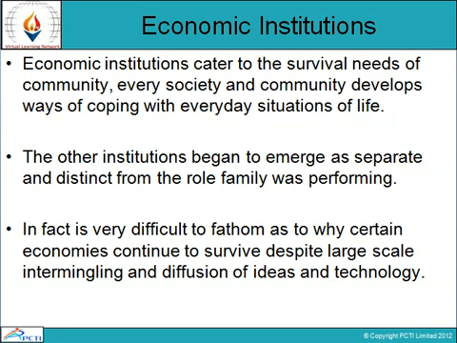The other institutions began to emerge as separate and distinct from the role the family was performing. In fact, it's very difficult to fathom why certain economies continue to survive despite large scale intermixing and diffusion of ideas and technology.